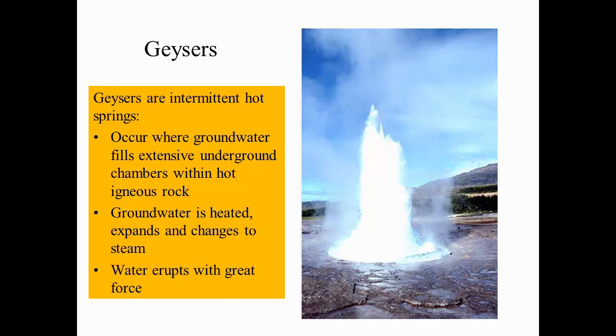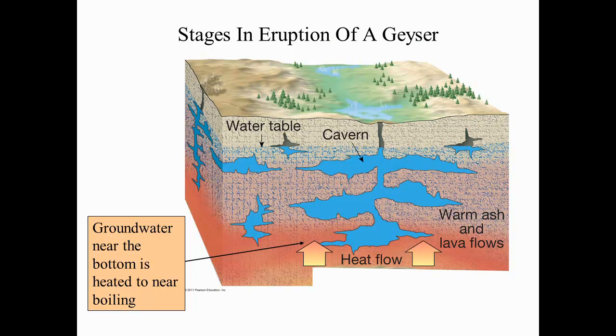Geysers, on the other hand, are intermittent hot springs that occur when groundwater fills extensive underground chambers within hot igneous rock. From there, the groundwater is heated, expands, and changes to steam, afterwards violently erupting on the surface as these impressive geyser eruptions like Old Faithful.